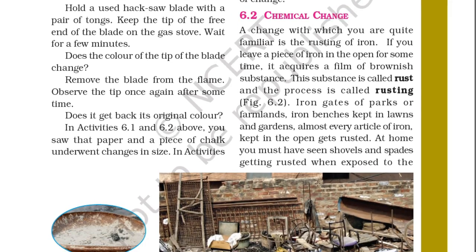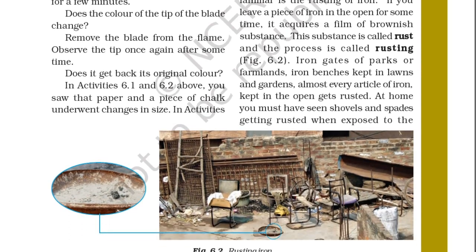Figure 6.2 shows the rusting. So you can see it here. Here is the rust in the iron gates of parks or farmlands, iron benches kept in lawns and gardens. Almost every article of iron kept in the open gets rusted. So when we keep the iron outside, it gets rusted.